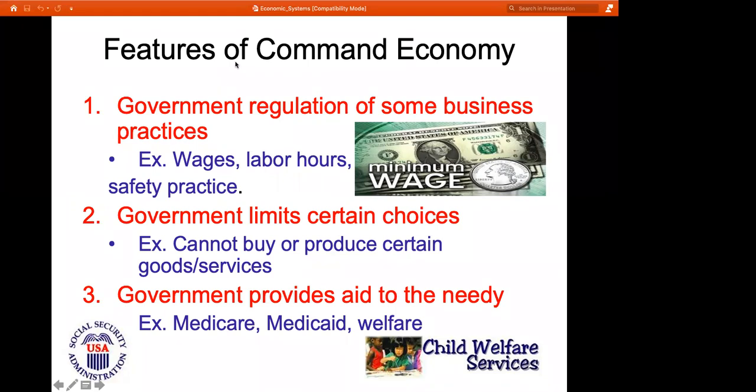Yeah. So government limits certain choices, like you cannot buy certain things and you cannot produce certain goods and services. Say arms and ammunitions, you cannot produce under a command economy. Government provides aid to the needy: medical care, Medicaid, and welfare. This is one of the most advantageous things under the command economy.